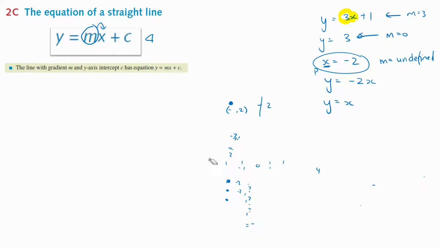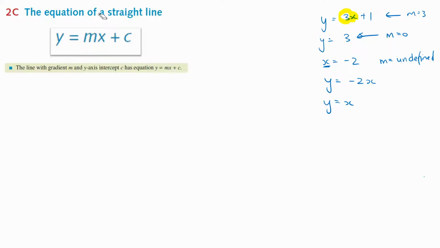Now I've got y equals -2 times x. Okay, so -2x means -2 times x. So what that implies now is that I have a gradient. To remember, it's m times the x value. So my gradient here is -2. Okay, so m is -2. And finally, y equals x.